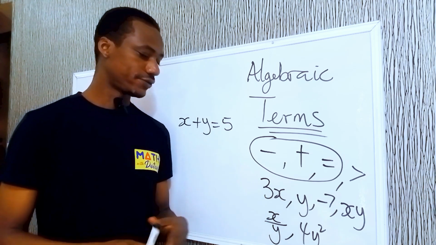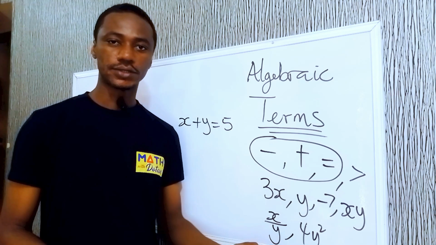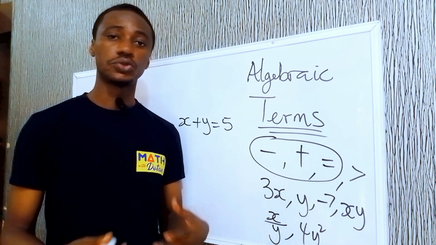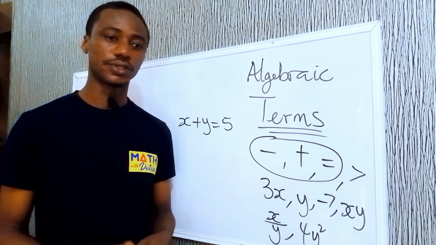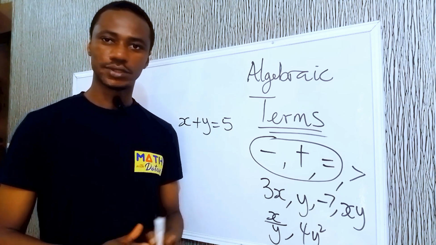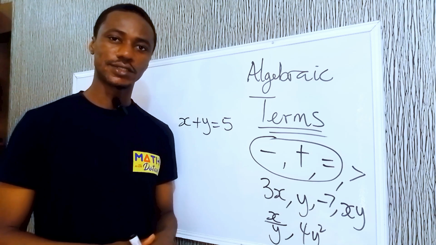And then I also told you that a term could have a power. It could be raised to a power, and then it could even have a root, like a square root or any of the exponents. That does not separate it into different terms. I believe that is clear.